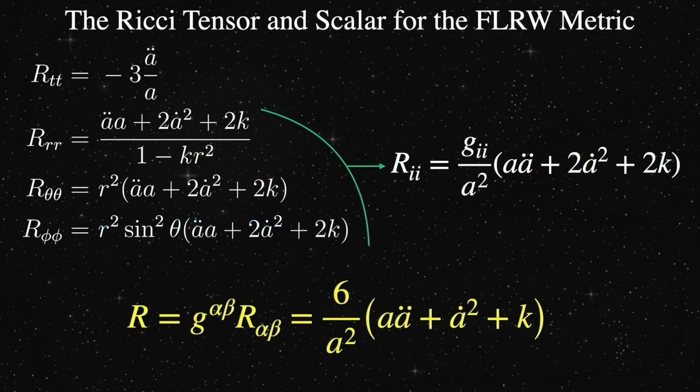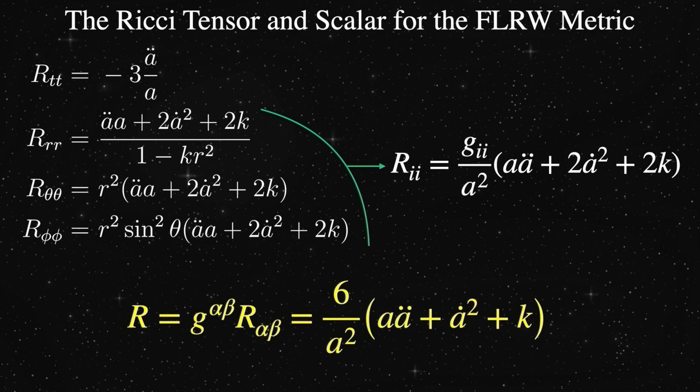So I've collected all the components of the Ricci tensor on the left. The top two, I showed the derivation, and the bottom two, the r theta theta and r phi phi, I didn't. What's apparent from all of them is that the spatial components all have a factor of a double dot plus 2a dot squared plus 2k. This is multiplied by the corresponding spatial metric g rr or g theta theta or g phi phi. We just need to divide out the a squared to get the Ricci tensor for each one.